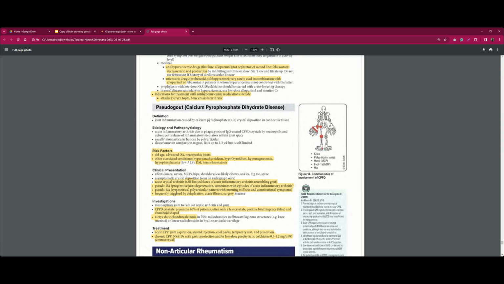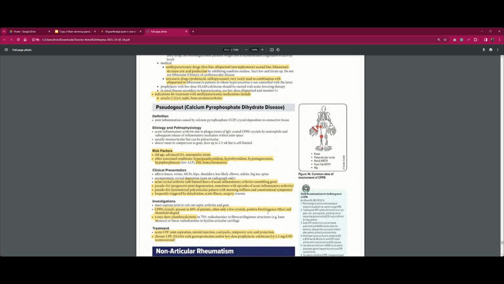And then when you take joint aspiration from this patient, because you have to rule out septic arthritis and gout. This is very important. Why are we aspirating? Because we want to differentiate. It can be septic arthritis, it can be septicemia, it can be gout. Whether it is pseudogout, you have to delineate that. So after seeing that, okay, there are CPPD crystals, in 60% of patients you can have the positive birefringence.